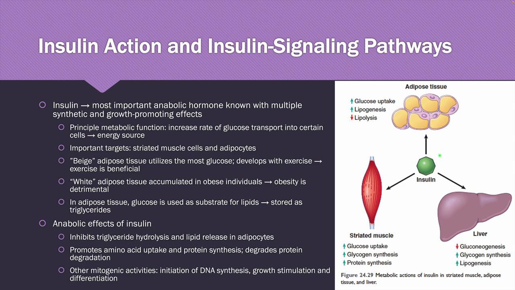In adipose tissue, the glucose is used as a substrate for lipids and it's stored as triglycerides. So basically, ang store ng katawan mo ng glucose could be in the form of your triglycerides via a very complicated biochemical procedure. The anabolic effects of insulin include inhibition of triglyceride hydrolysis and lipid release in adipocytes, promotion of amino acid uptake and protein synthesis, inhibition of protein degradation, and you have other mitogenic activities. So here is a good diagram showing you the role of insulin in these sites.